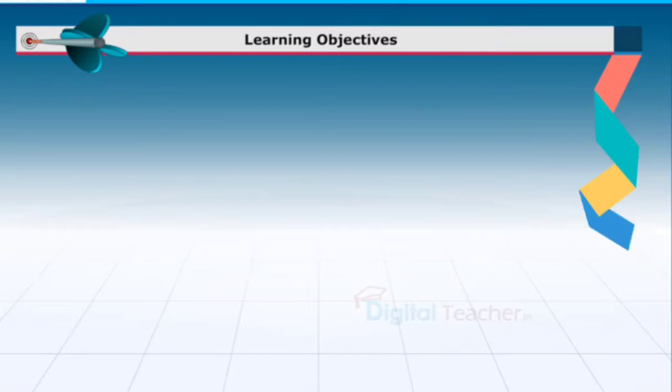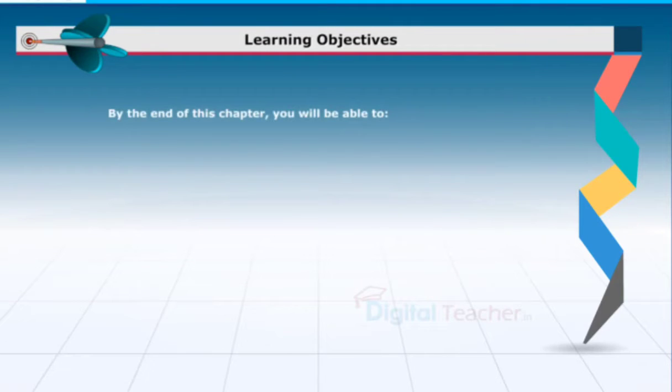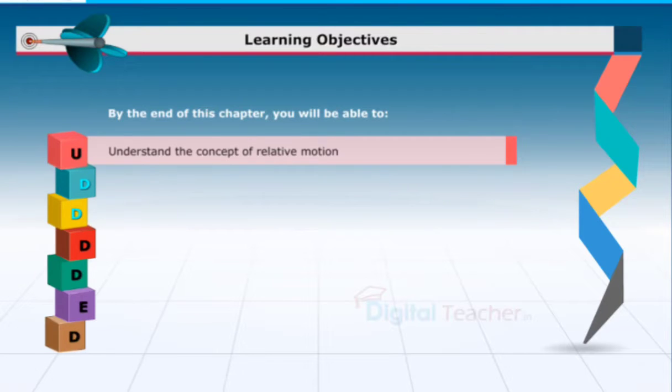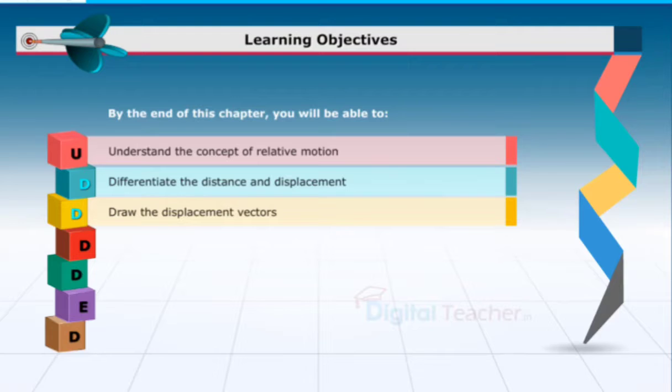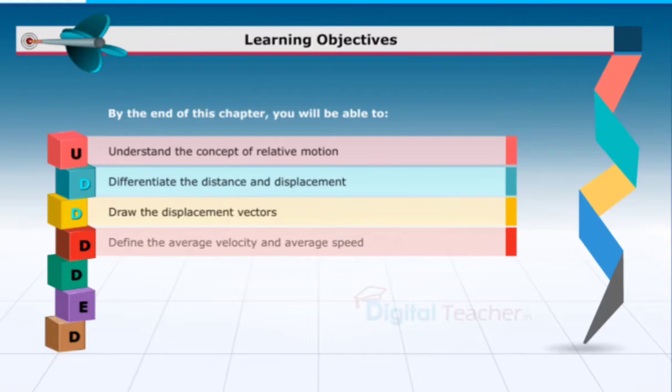Learning objectives. By the end of this chapter, you will be able to understand the concept of relative motion, differentiate the distance and displacement, draw the displacement vectors, define the average velocity and average speed.